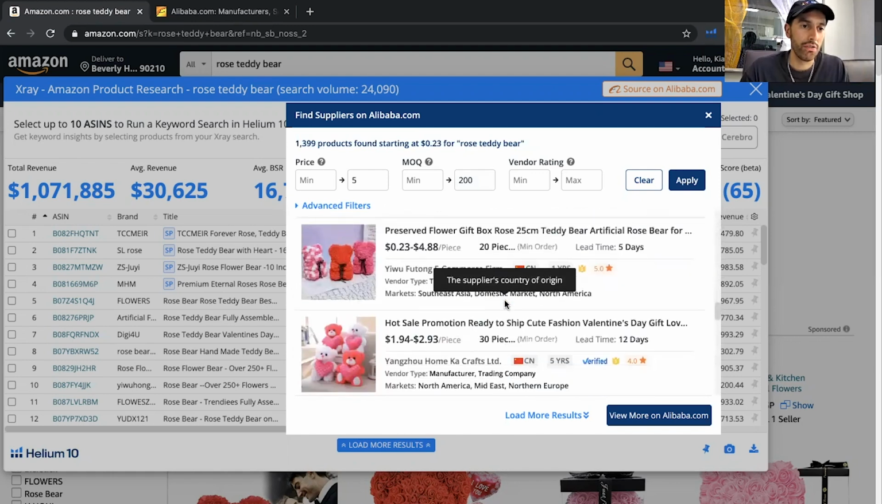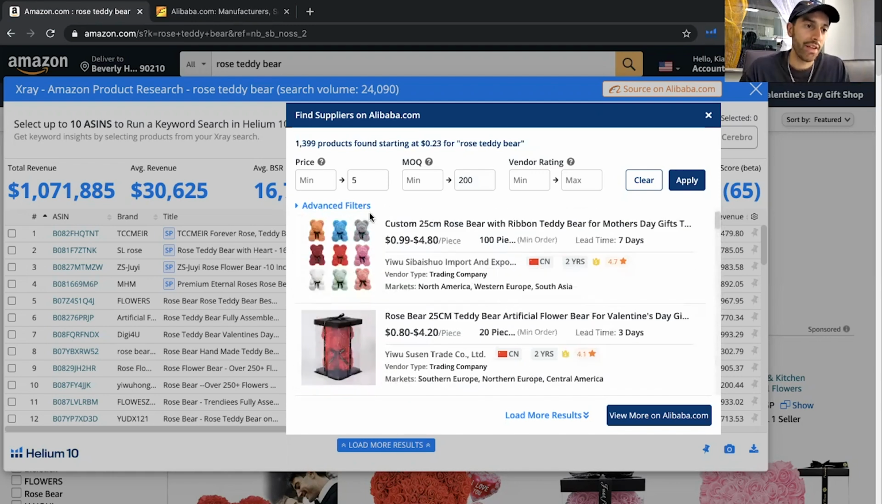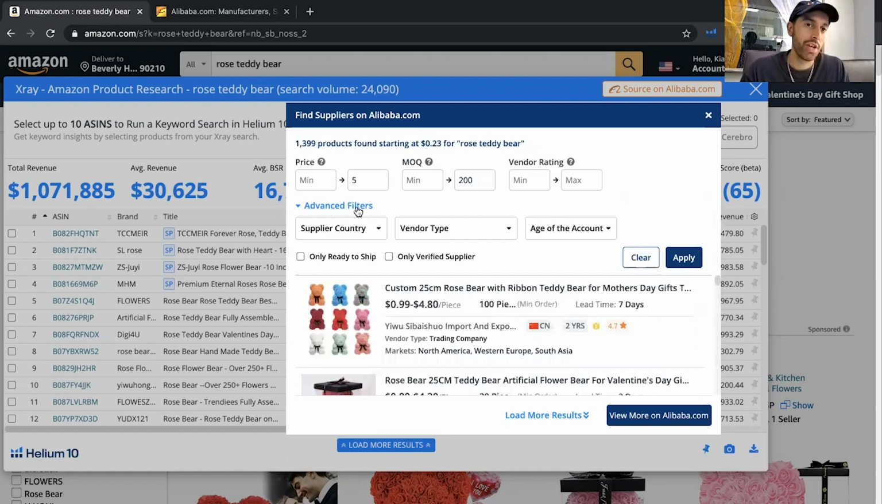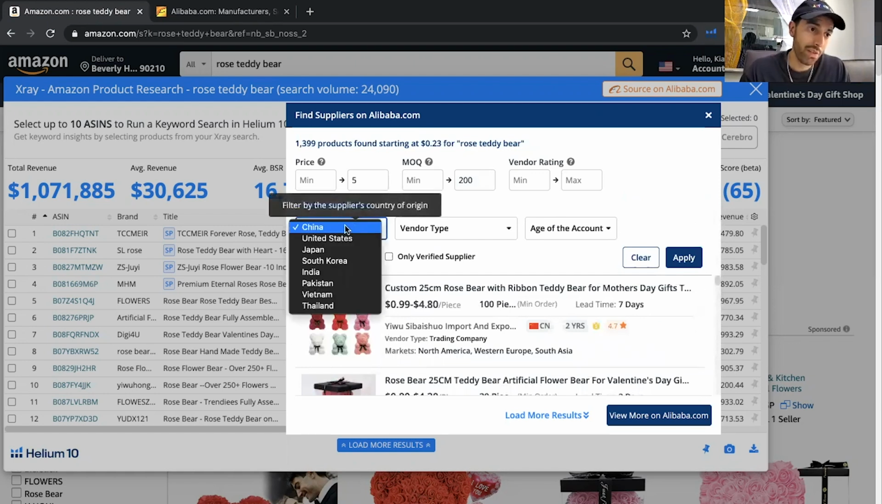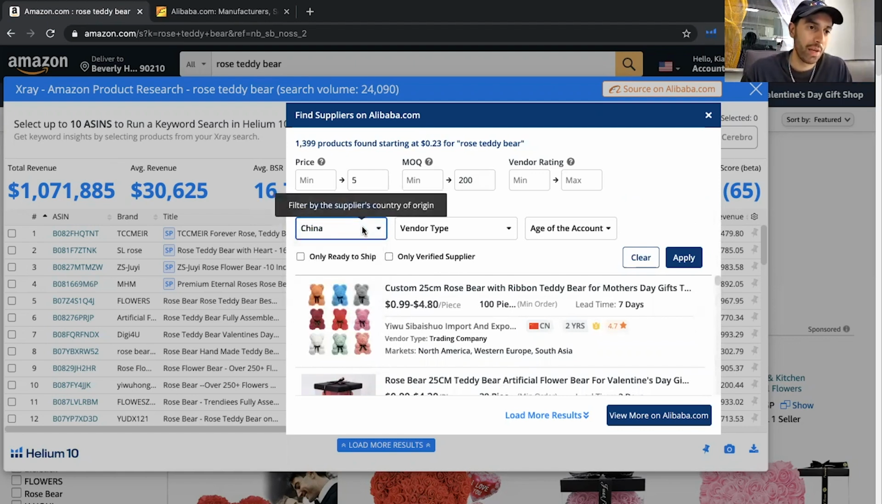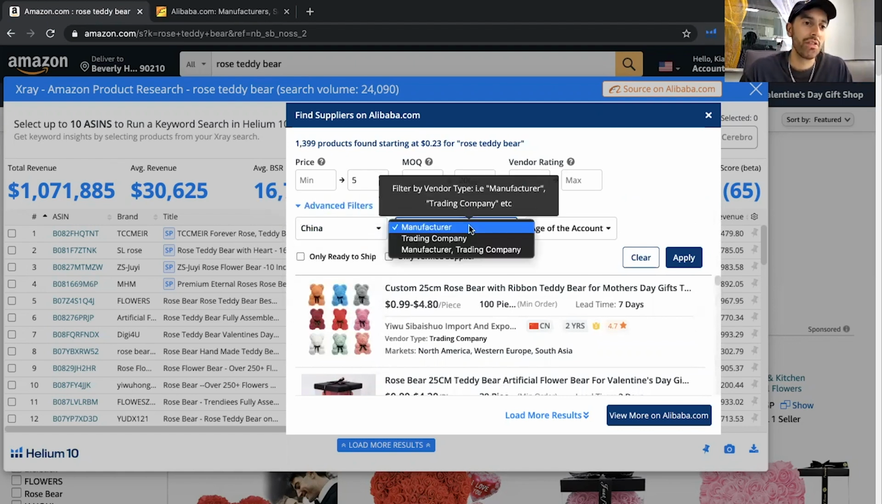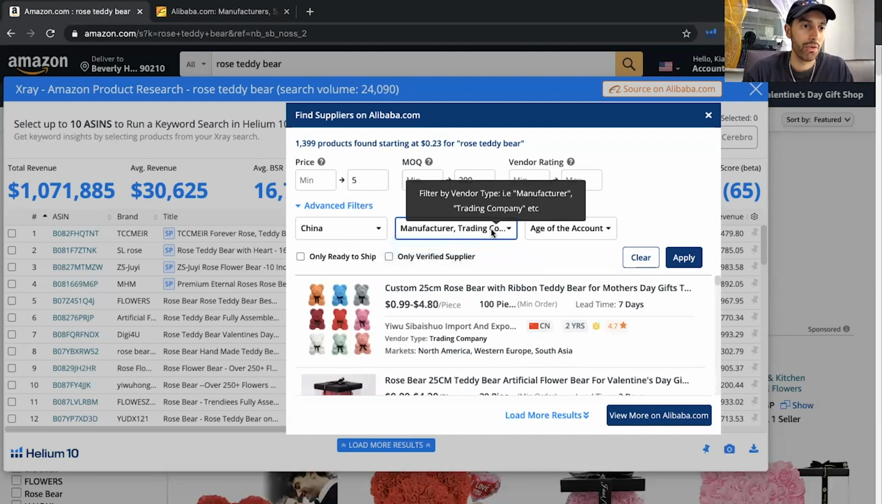And as you can see here, there's loads to choose from, but they have advanced filters, which I highly recommend you checking out as well. We want to be looking at China for this product. We just know that China specializes in this type of product. Then the vendor type, you can select manufacturer or trading company. In previous videos, I have talked about the difference between the two, but we don't really have time to get into that for this video. I would just say it's okay to buy from both. So let's just select both for now.